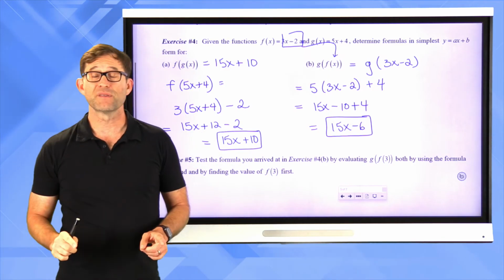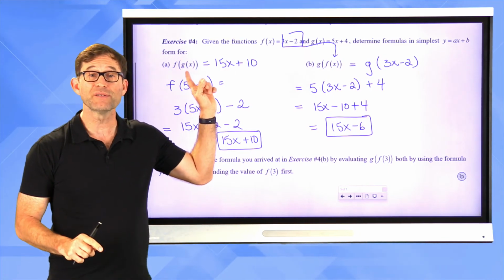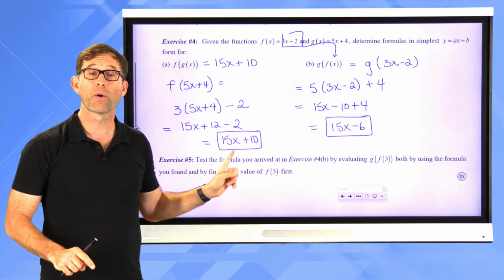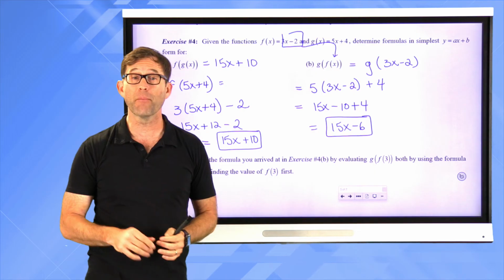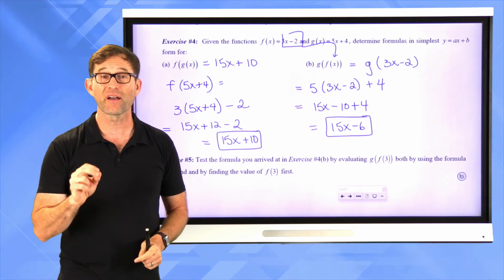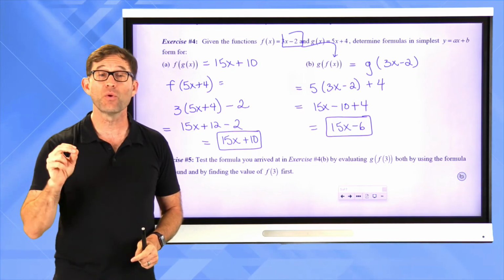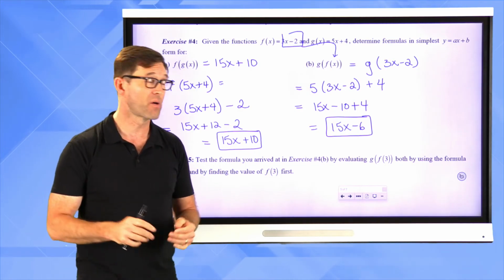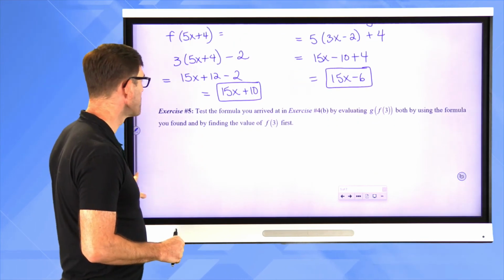By the way, notice that when we composed functions in this direction and composed the two functions in this direction, the two formulas were different, meaning that the composition of two functions is not commutative. The actual order that you compose functions in matters. All right. Now, exercise number 5.